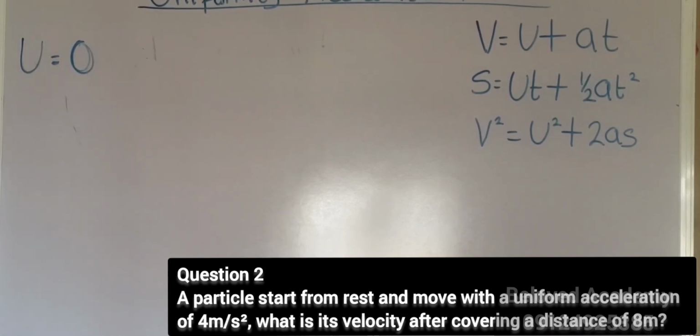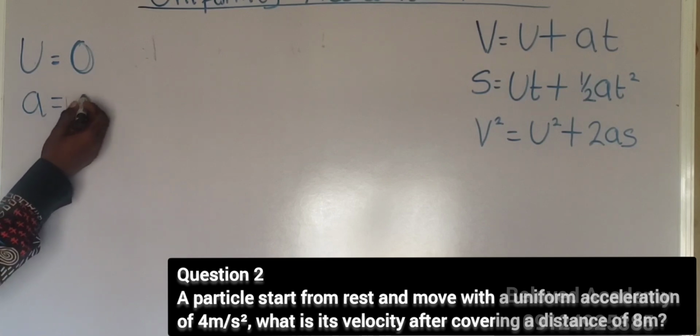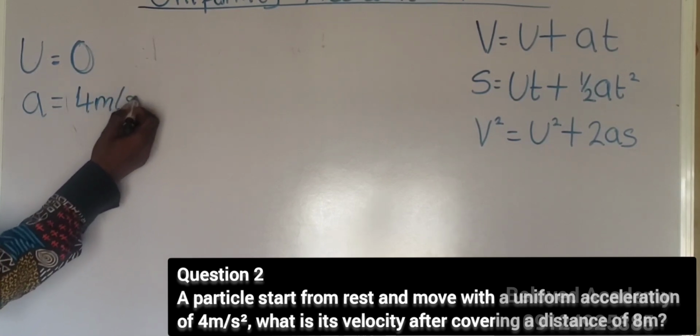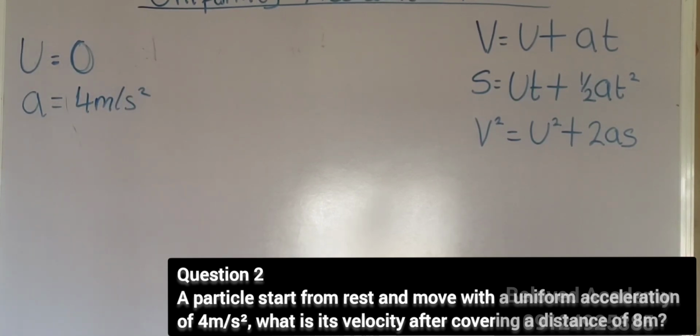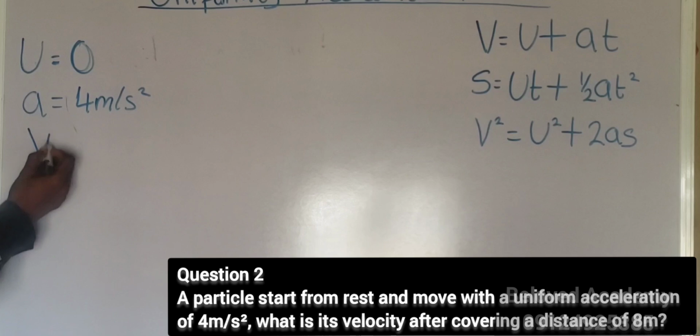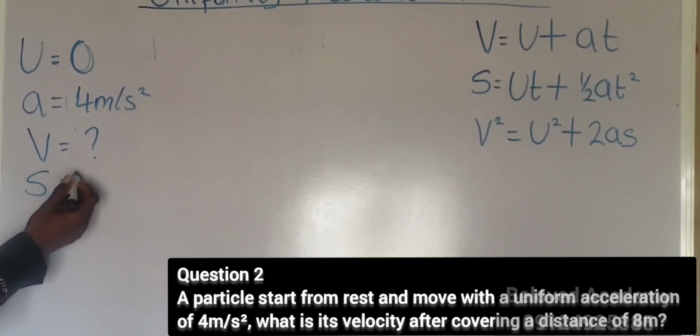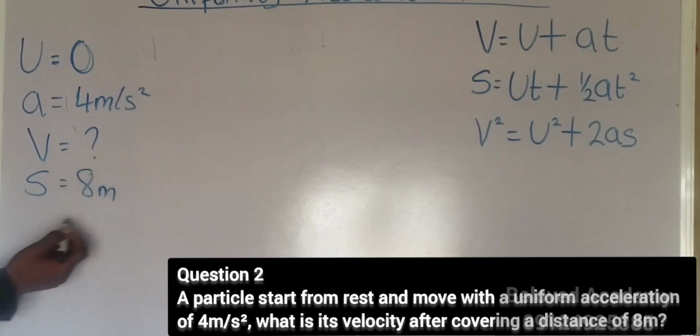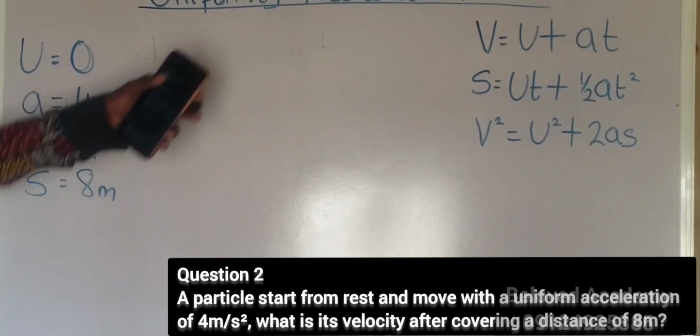Do you understand? Now the particle accelerates from rest and moves with a uniform acceleration of 4 meters per second squared. That means a is equal to what? 4 meters per second squared. What is its velocity after covering a distance of 8 meters? Now we are told to calculate v. We don't know the value of v, and we are given that s, which is the distance, is equal to what? 8 meters.